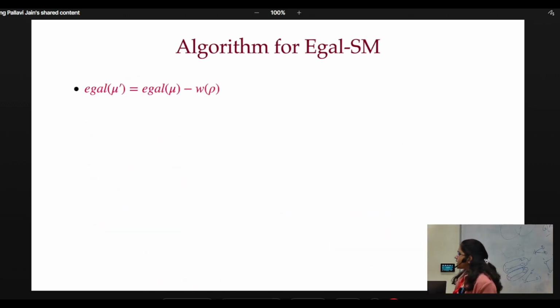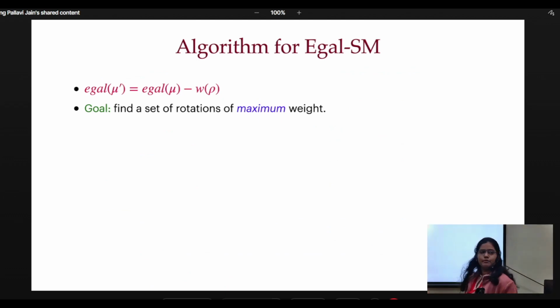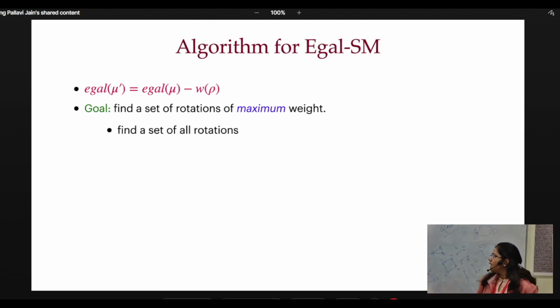Okay, so what is our goal? Our goal is to find a set of rotations of maximum weight, because if you delete a set of rotations of maximum weight, you get the best optimal matching. So what could be one possible algorithm? Anything?